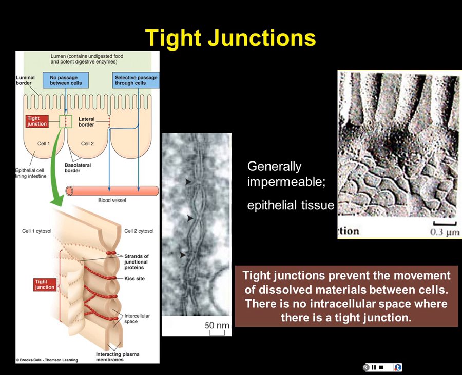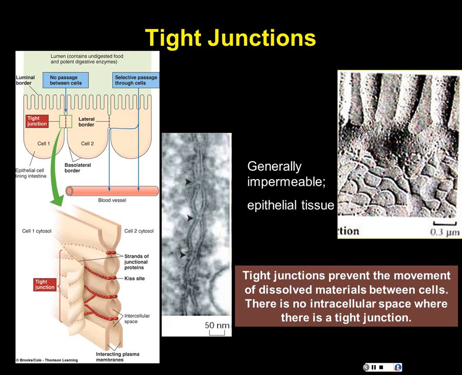No. And then actually where the junction is, it's kind of a sealed off site. So do you think it's likely for something to randomly move from one plasma to the other? No. And that's what our tight junctions do. They provide a tight barrier. They prevent any movement from one cytoplasm to the other. It's described as being generally impermeable.